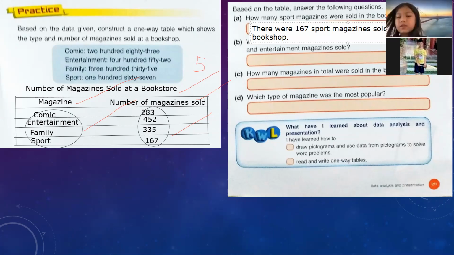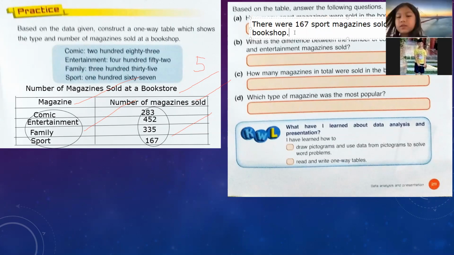Is the space enough? Teacher, can I write there were 167 sport magazines were sold? Okay, yes, that's accepted. That is still perfect English grammar. Teacher Gary, Teacher Aaron will not get angry.